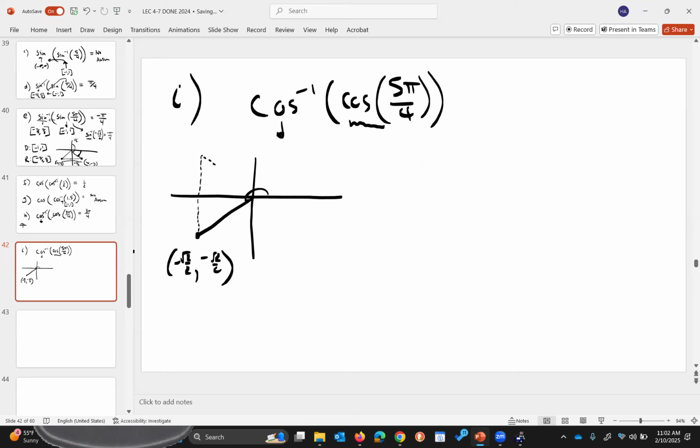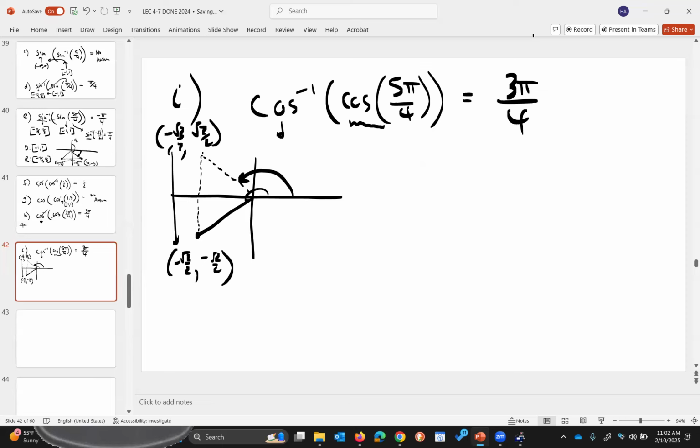And now we have the same exact x value, which is negative root 2 over 2. The y value is positive root 2 over 2, but we don't care about the y value. We care about this one to be exactly the same. So now the question is, what is this angle measurement now in quadrants 1 or 2? Absolutely. Are we good there?